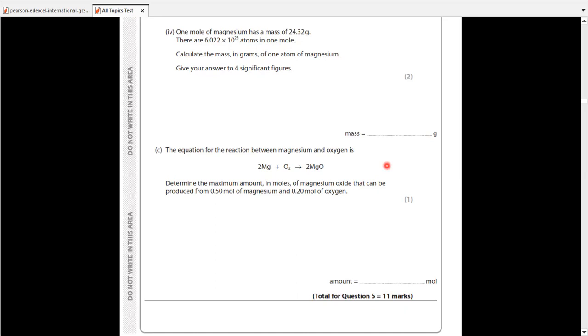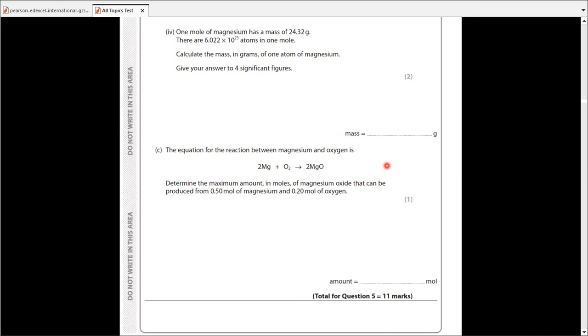In this question, you have masses and moles for both the reactants, for magnesium as well as for oxygen. So you need to find out between both the reactants which one is the limiting reactant, which would end up earlier and stop the reaction, and which one is in excess. And from there onwards, you need to calculate the maximum amount in moles of magnesium oxide that can be formed from the limiting reactant, from either one of these pieces of information, not from both.